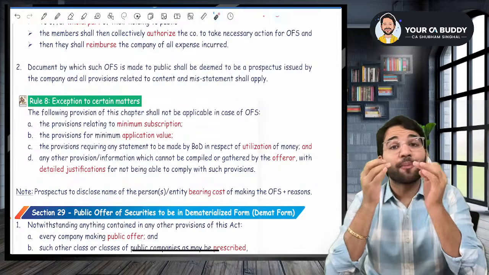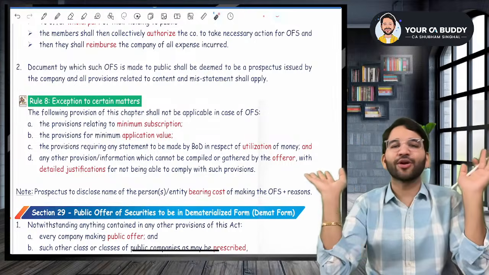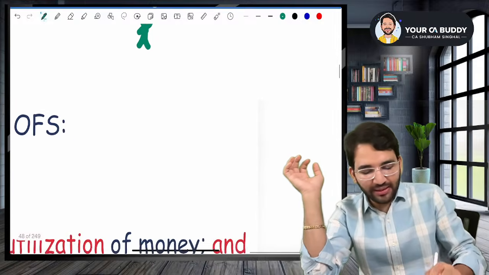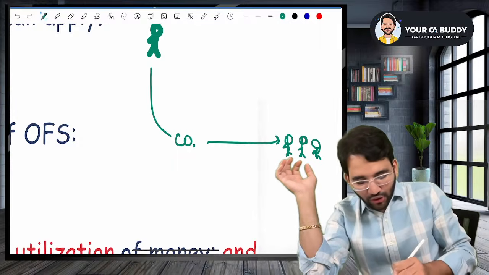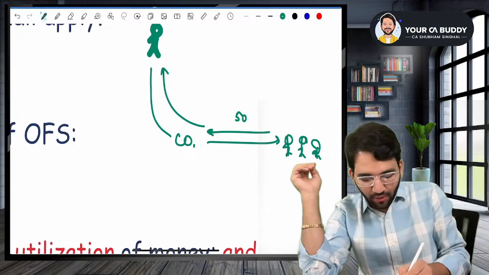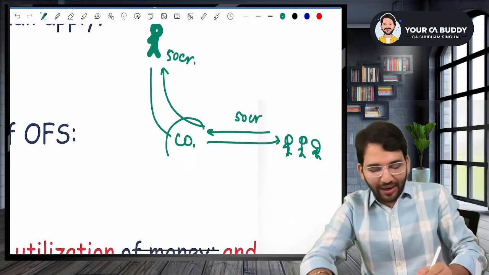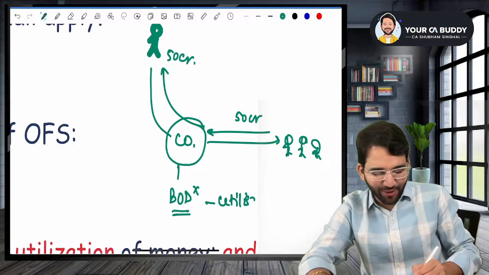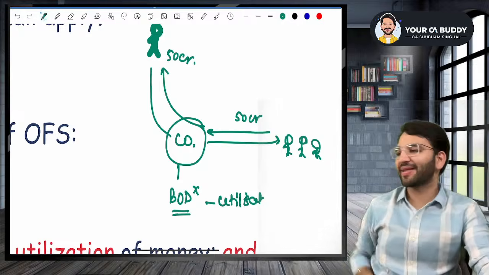And number 3, the provision that the board has to give a report on the utilization of the money is also not applicable. Because why? In offers for sale, what happens, sir? This is a member. This member wants to sell his shares through the company to the public at large, right? So the company will take the money and give it to the member. For example, the company took 50 crore. Where is it going? It is going to the member. Who is going to use it? The member is going to use it. So the company's board of directors does not have to give a report on the utilization. They don't have to tell us how they utilized the money, because they did not utilize the money. The money was utilized by that other person.